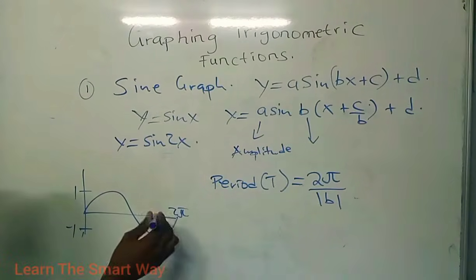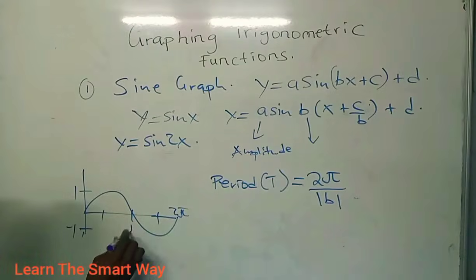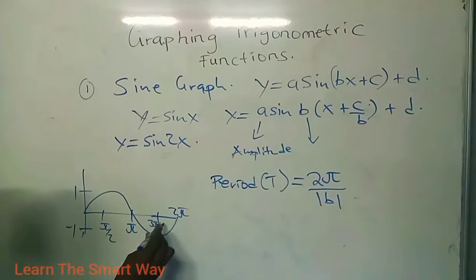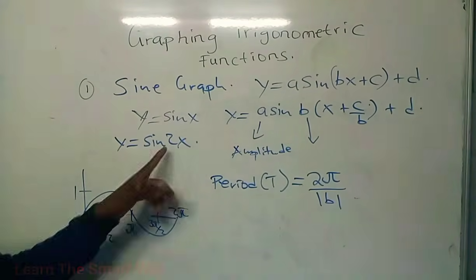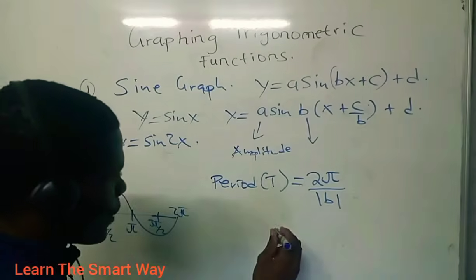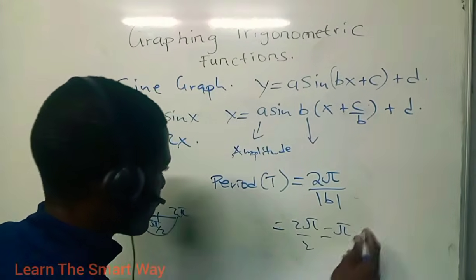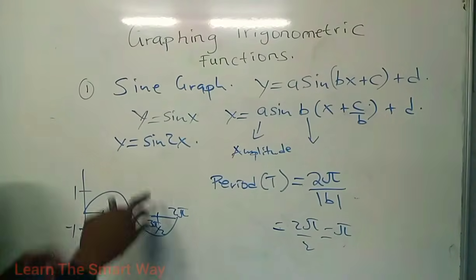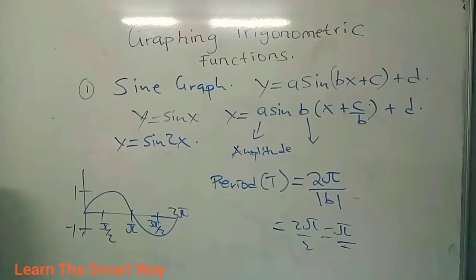So if you begin to divide the pi into 4 equal parts, this is pi, this is pi over 2, and that is 3 pi over 2. Okay. So when you look at this one, using this formula, it's going to be 2 pi divided by 2, which is going to give us pi. Meaning that this full graph is supposed to be complete within what? Within pi.